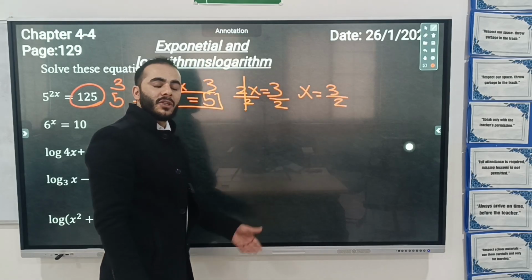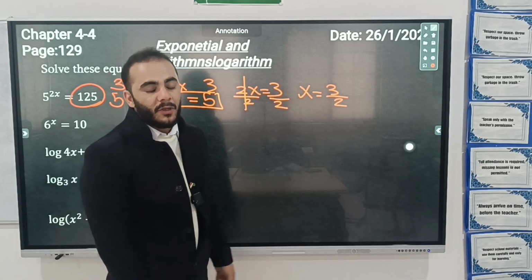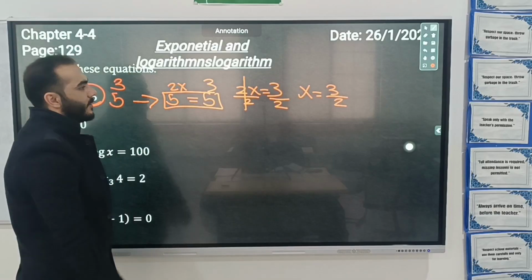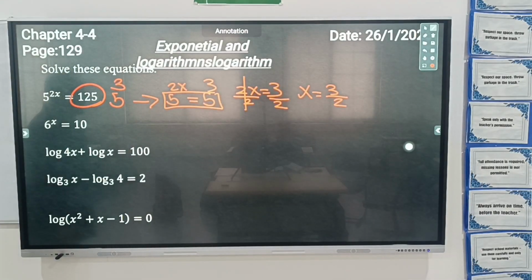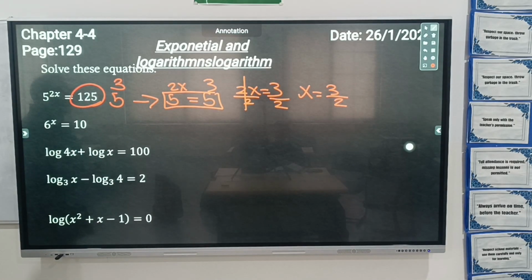Some student might say, teacher, can we write 1.5? Definitely you can write it. Both of them are acceptable, 3 over 2 and 1.5. So x is equal to 3 over 2. That is the solution of the first equation.